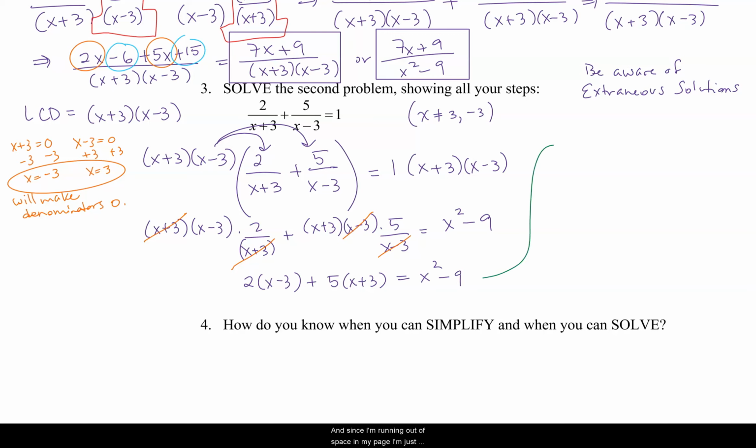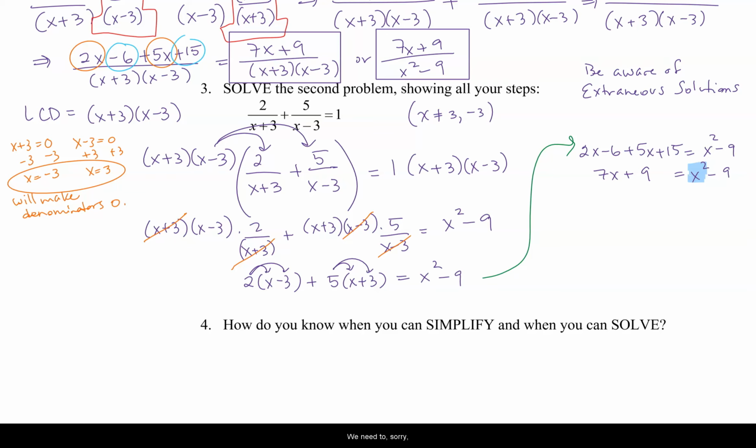And since I'm running out of space in my page, I'm just going to pop up here and multiply out, do that distributive property here on the 2 and the 5 inside the parentheses. So 2x minus 6 plus 5x plus 15 equals x squared minus 9. Combine like terms, 7x plus 9 equals x squared minus 9. I notice that I have a quadratic equation, and quadratic equations we learned before.